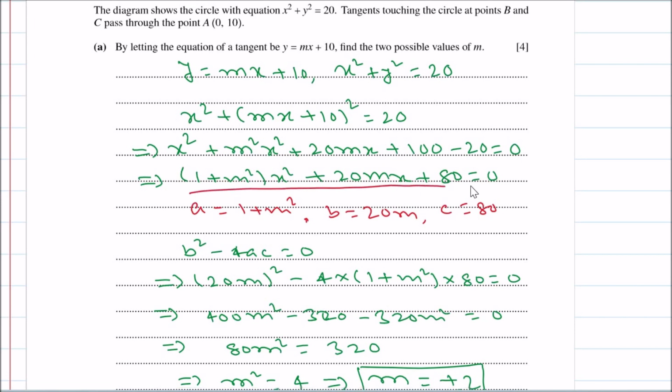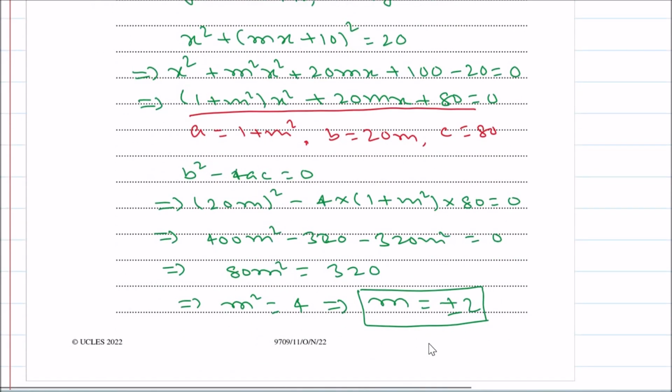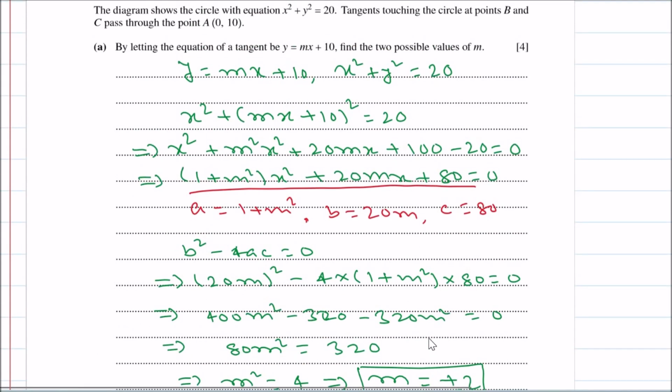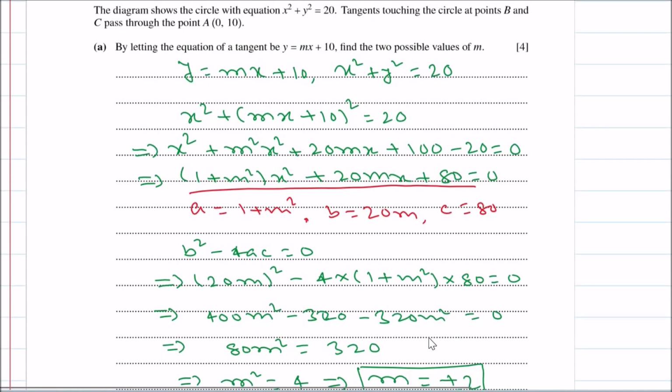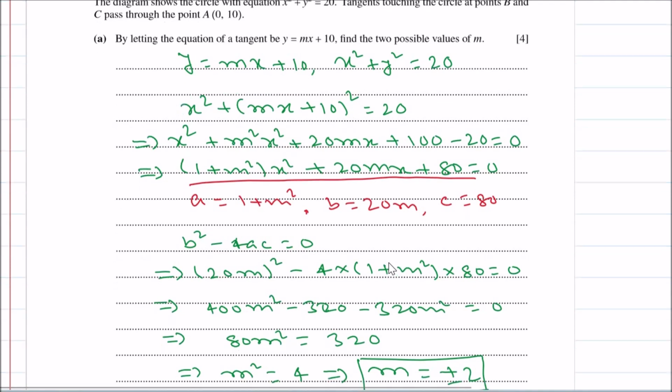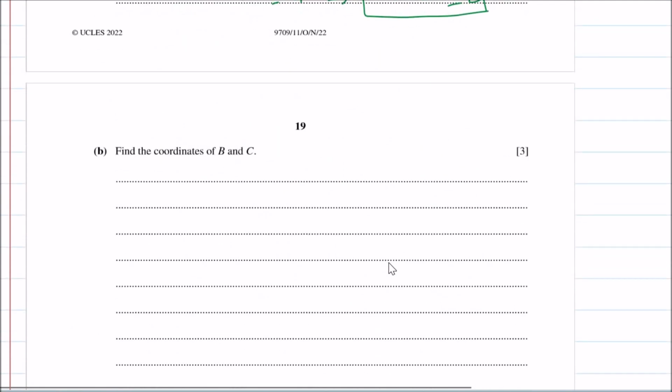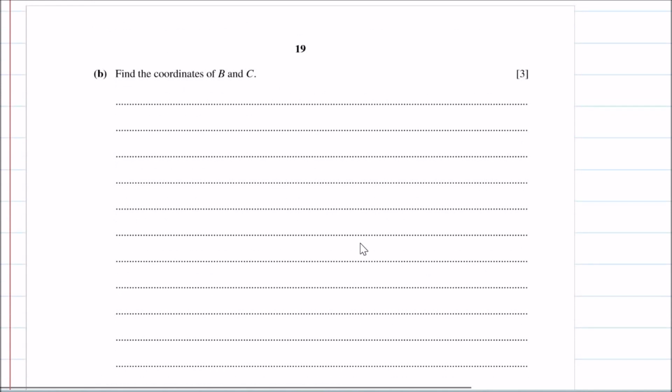Here we just need to substitute values of m. Once we'll put m equal to 2. Next time we will put m equal to minus 2 and we will solve the quadratic, and that will give us the answer, coordinates of B and C. Okay, so let's do.